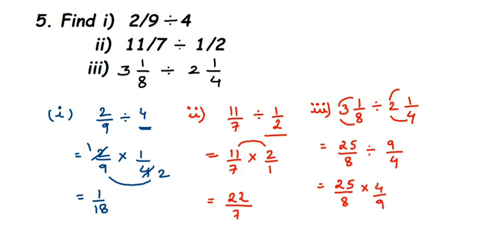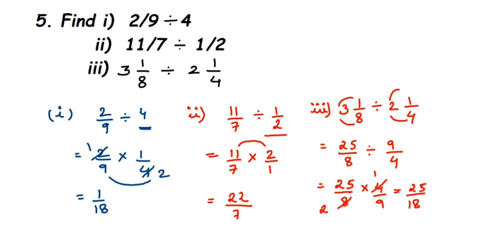Now try to cancel numbers. We can cancel 4 and 8. 4 ones are 4, 2 fours are 8. Now we cannot cancel anything further, so just multiply. So 25 into 1 is 25 and 2 into 9 is 18. So 25 upon 18 is the answer for this one. So in this question, I have covered all the division of fractions and the whole number.